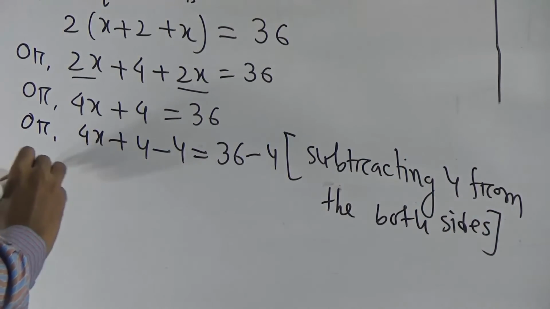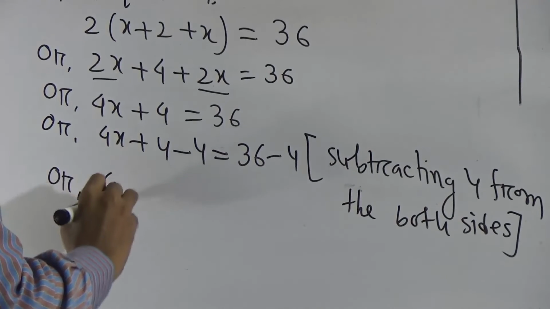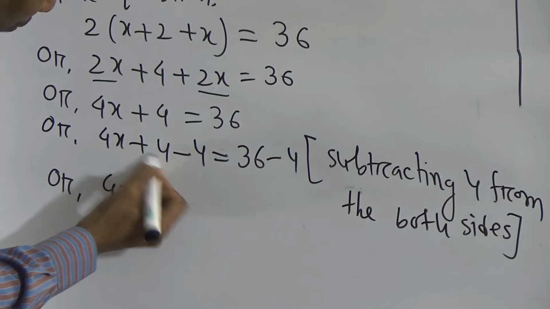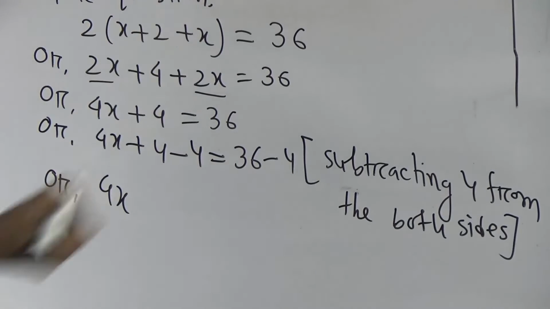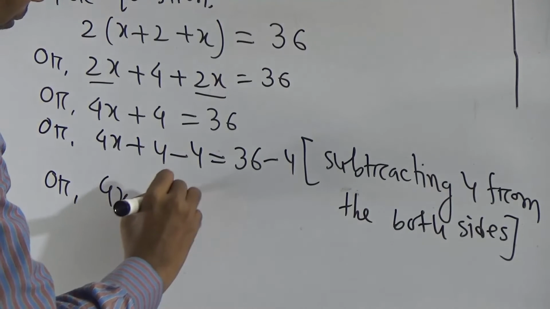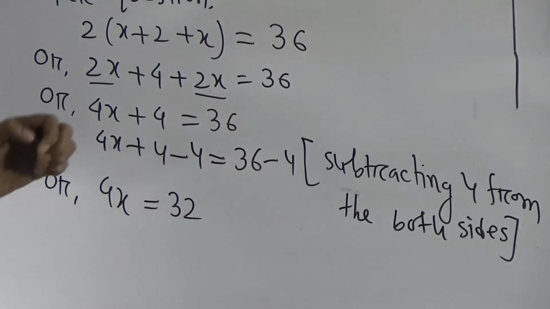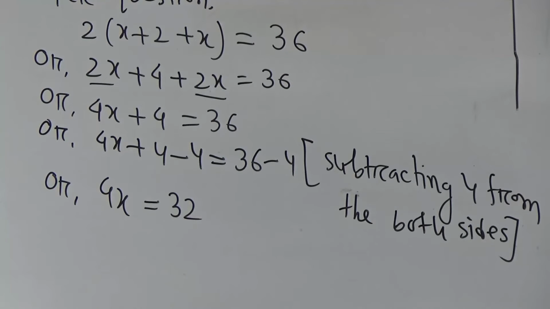Now we got 4x plus 4. You see plus 4 and minus 4, they vanish. 36 minus 4 is equal to what? Is equal to 32. Is equal to what? 32.